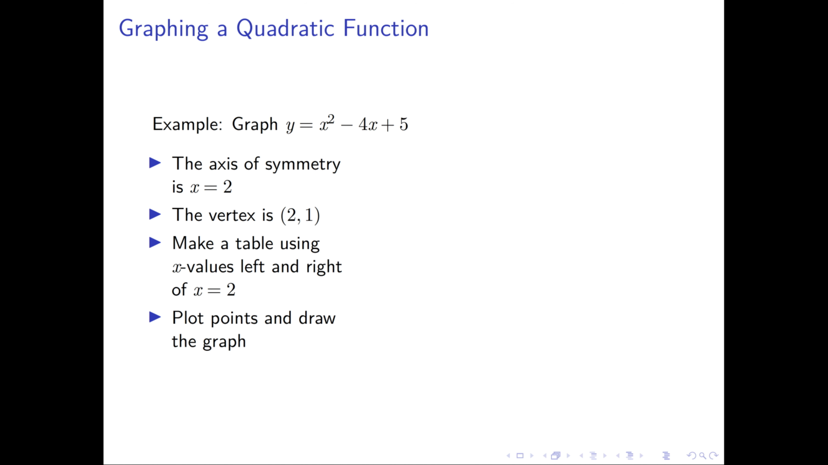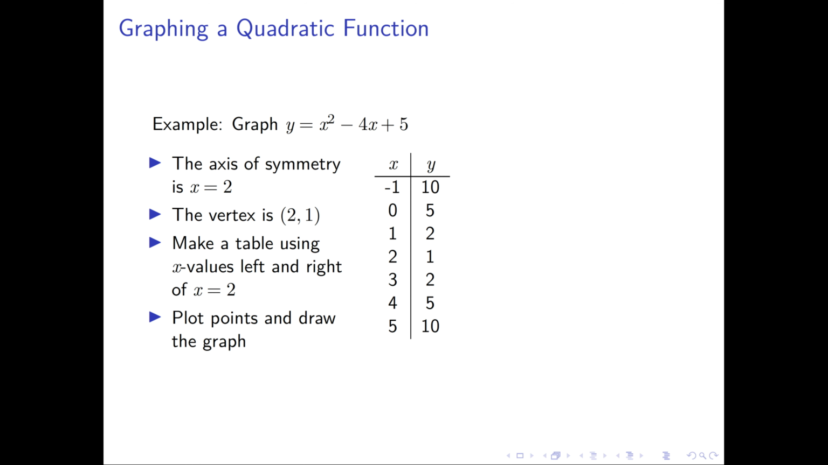And we're going to make a table using x values to the left and to the right of x = 2. If we know that the vertex is at x = 2, then we can just go 3 to the left, which would be x = 1, 0, and -1. And those should be the same distances as x = 3, 4, and 5, those three values to the right. So let's look at the table.